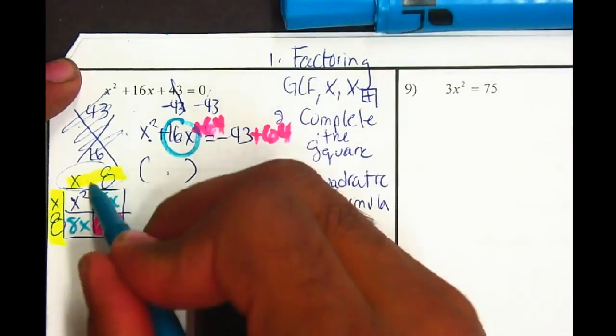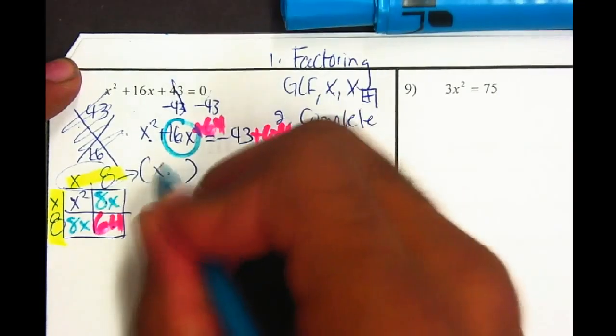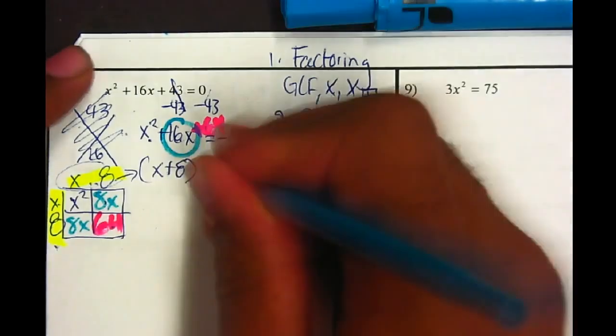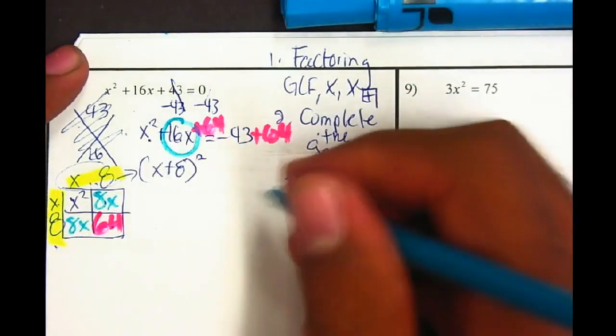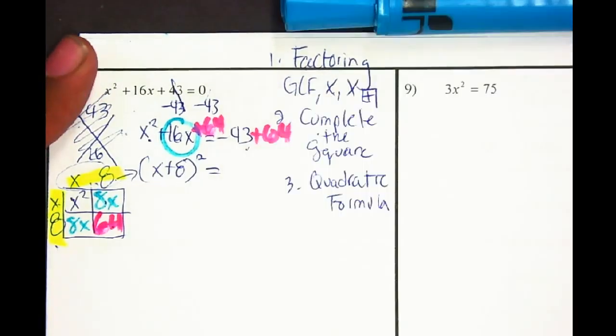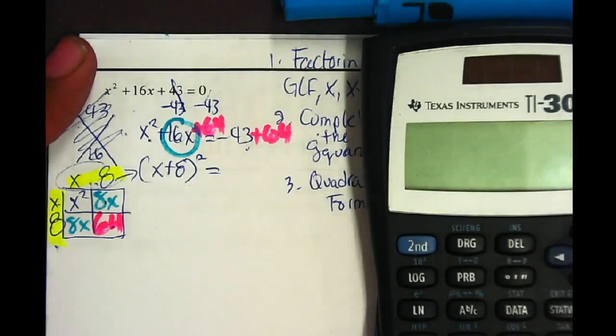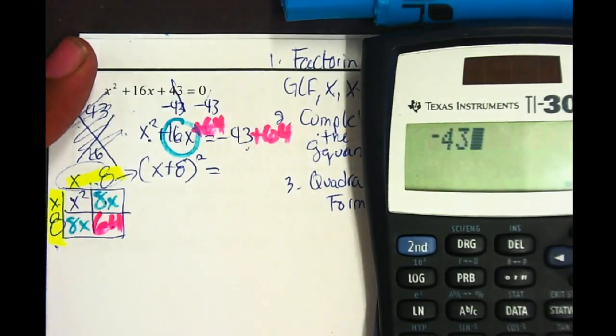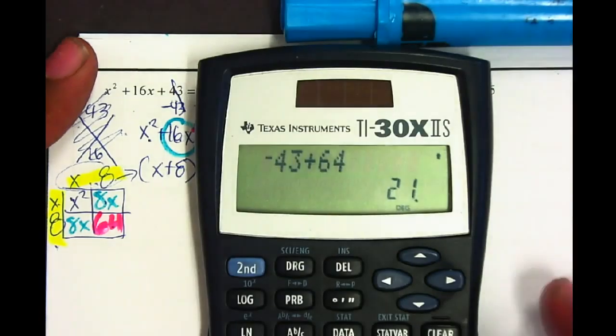So then I can just write x plus 8 here. And there's two x plus 8s, so I'll write x plus 8 squared, because there's two of them. And then I'll do negative 43 plus 64. Oh, let's see. Negative 43 plus 64. Well, that equals 21.